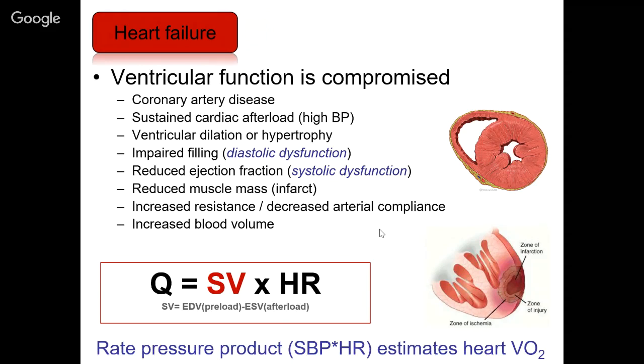We talked about this idea of how hard the heart is working, or the rate pressure product, which is going to be your peak pressure, your systolic pressure, times your heart rate. So how hard is it pushing? How often is it doing it? That's going to affect the work of the heart, or the heart VO2, if you will.